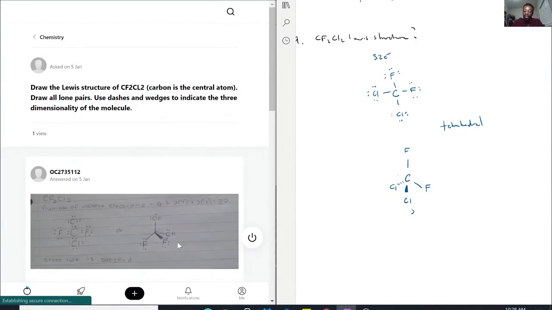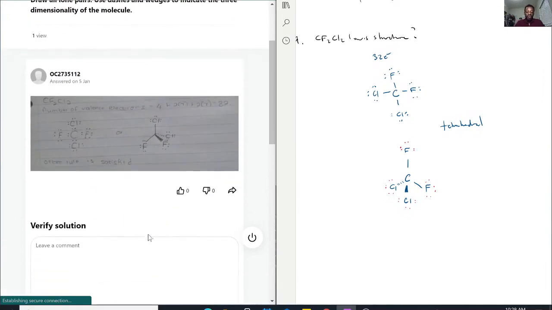So let's just add now the valence electrons. Okay, so that's 1, 2, 3, 4, 5, 6. And there we go. There it is. And this is correct.